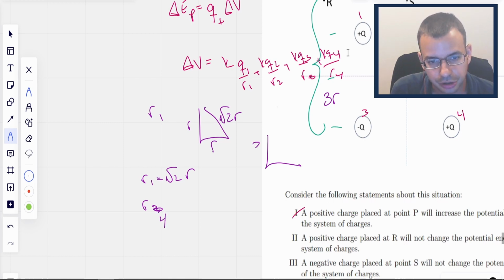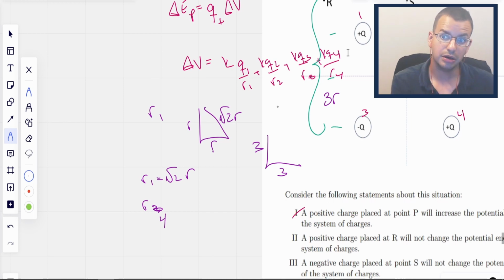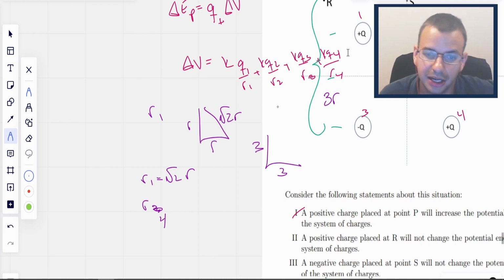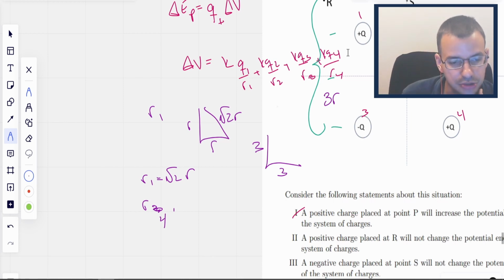R4, the one down here, is 3 by 3. So 3 squared is 9, 9 plus 9 is 18, so it's going to be square root of 18r.